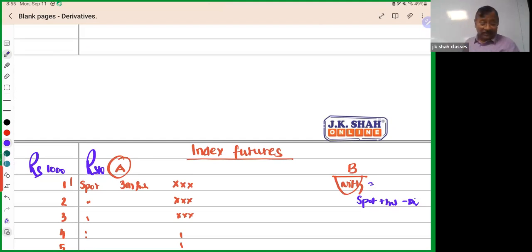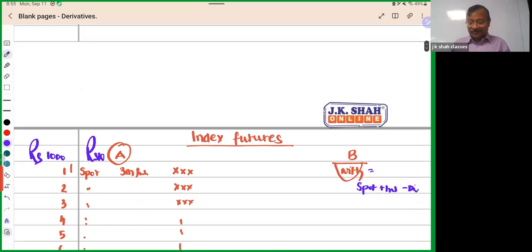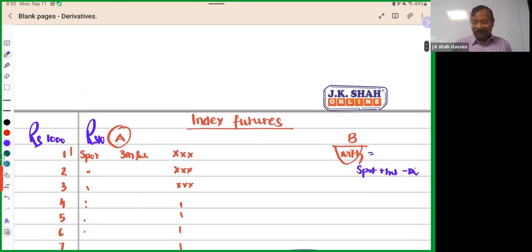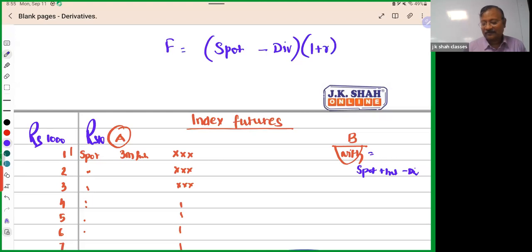Number two, sir, he has received rupees 10. I have not even received it. So how do I incorporate that? How will you incorporate that now? You have not received individual this thing. Now understand, I'm not talking about futures. I'm generally saying future price is equal to spot minus dividend into 1 plus Rn. यही होगा ना? Huh? But in this case, there's no dividend.